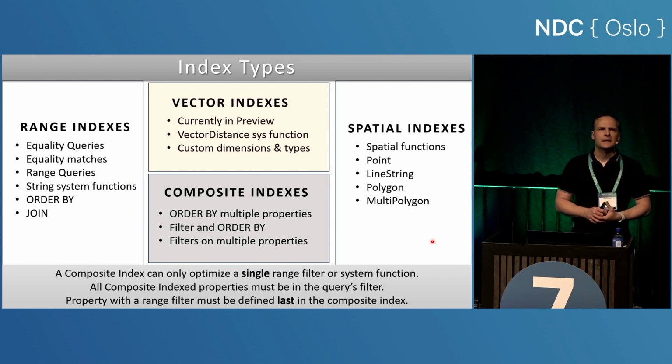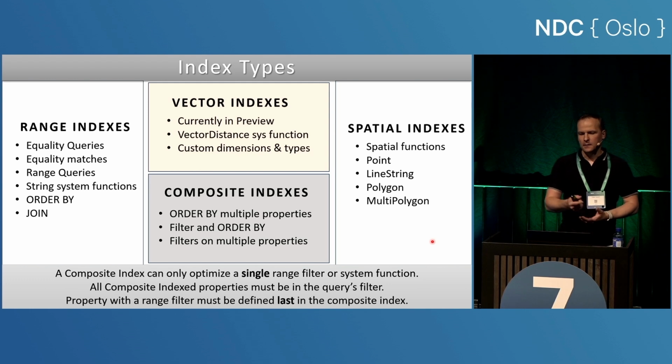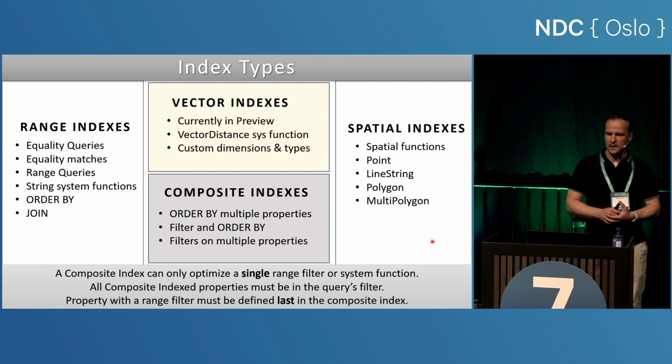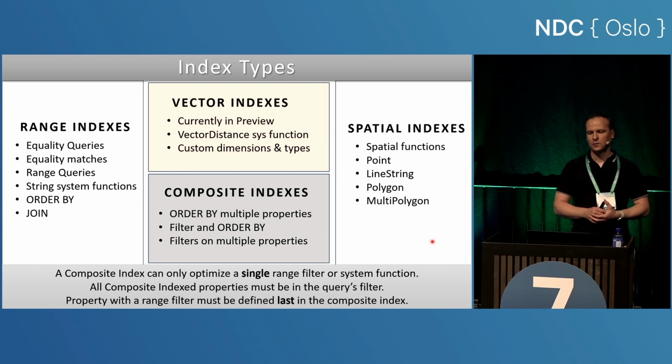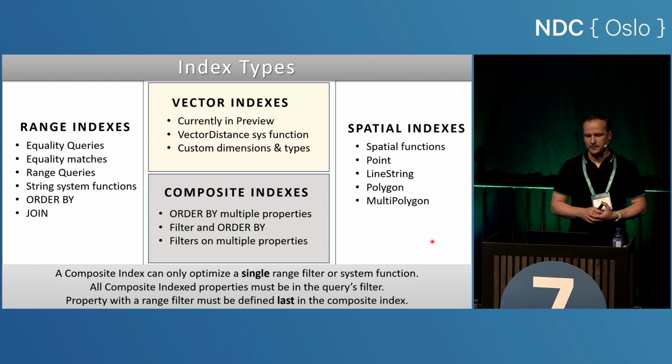Vector indexes are the new ones, just came up on the NoSQL API, and they are useful for the vector distance system function if you are using it. Currently, that's in preview mode. It looks very promising, and I'm really excited about that one. You can create all kinds of dimensions. Right now, everything depends on the GPT model you use. You can actually create custom dimensions with this and change the dimensions if you like.